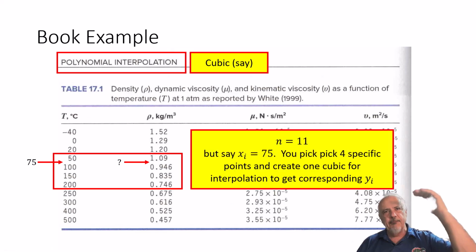Of the 11 total points, we focused on 4 in the middle because we wanted to know what the data would predict if the temperature was 75. The idea of the interpolation was that we would put a cubic through those 4 points and then use that cubic to predict what density goes with the temperature of 75. So we have 11 data points, and we're focusing on 4 because we're interested in that 75. That was polynomial interpolation.